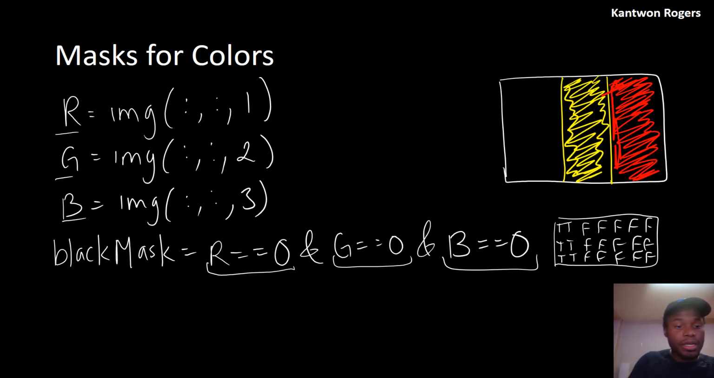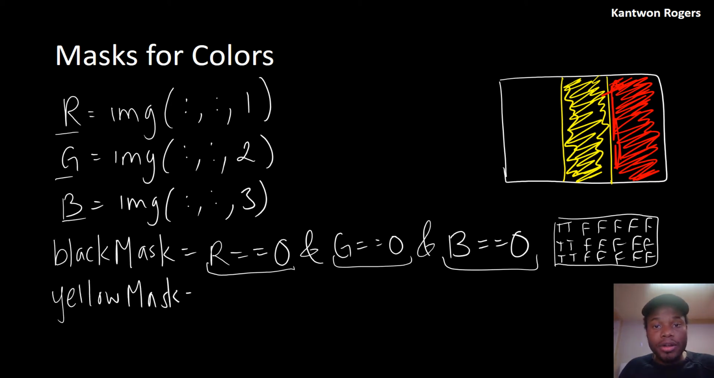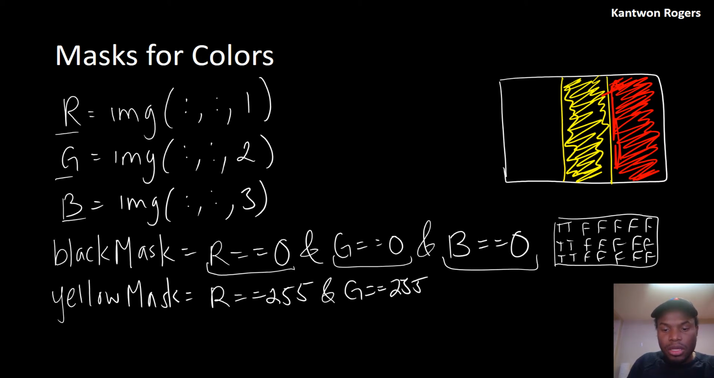So let's say we wanted to find out where our yellow pixels are. Yellow mask. Yellow, if you remember, is when our red and our green are 255. So very similarly, we would say our red is equal to 255, our green is equal to 255, and our blue is equal to 0. And so this will be true at all the places where our yellow pixels are.